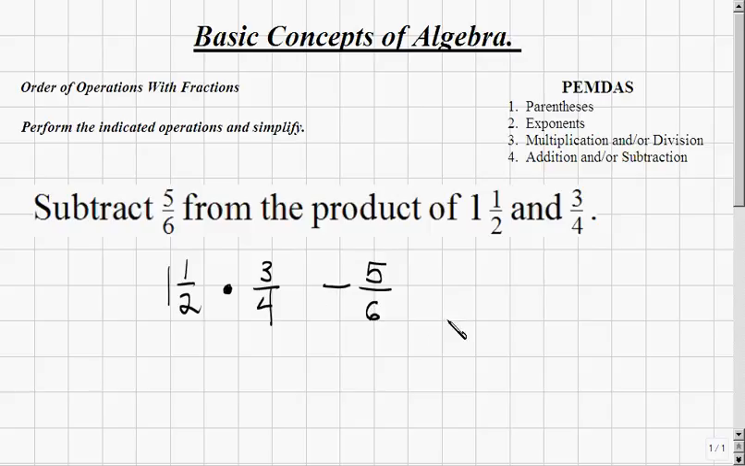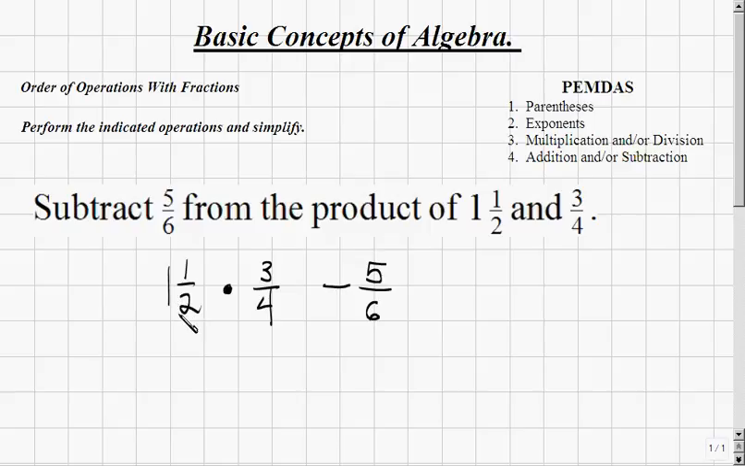Now, let's simplify our expression using order of operations. We see, since multiplying comes before addition or subtraction, that we should multiply 1.5 times 3/4, come up with an answer for that fraction, and then subtract 5/6 from that.